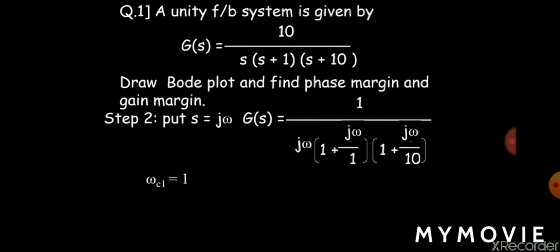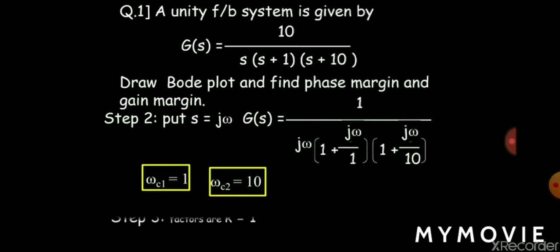Then find out the corner frequencies. In the bracket, 1 plus j omega by 1, that is your T1. So omega C1 is equals to 1 by T1, which is 1. Similarly, the second bracket simple pole is 1 plus j omega by 10, that is T2, so omega C2 is equals to 1 by T2. So omega C2 will be 10.